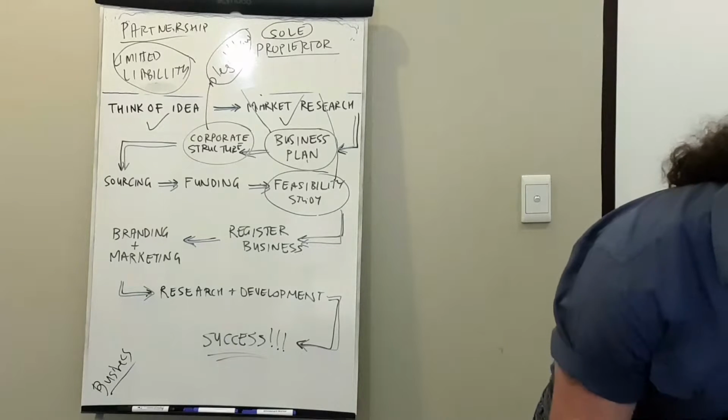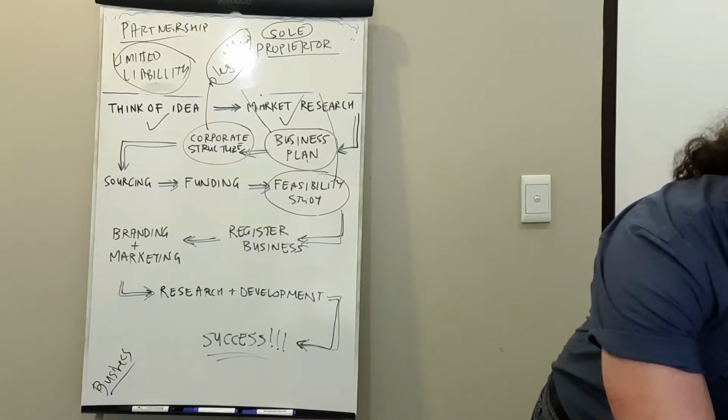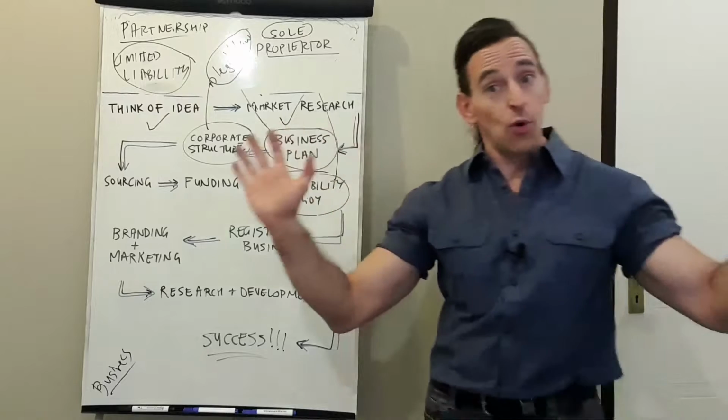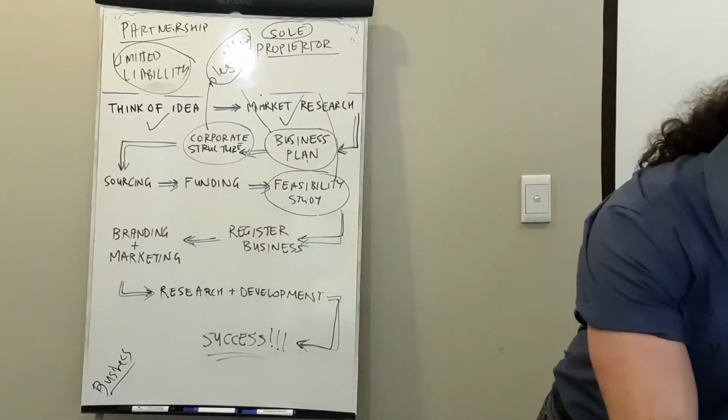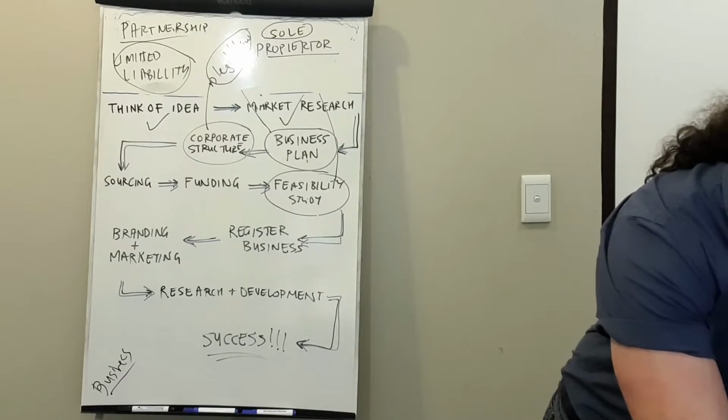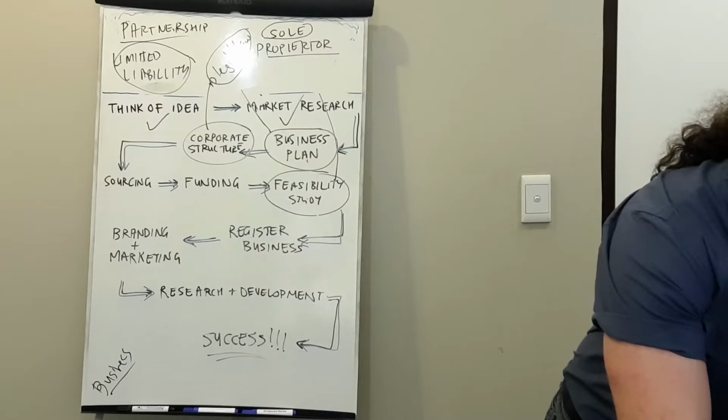Big word, I just want to get the spelling here. Sole proprietor, which is one man. The one man doing it by himself, or one woman. And then we got the partnership, which is two or more people.